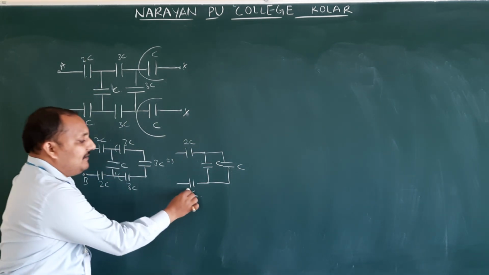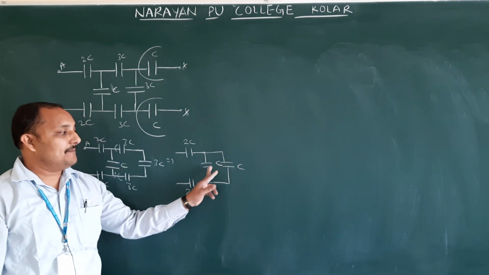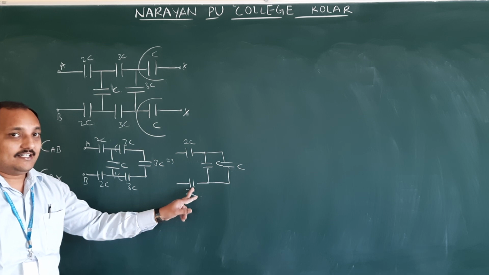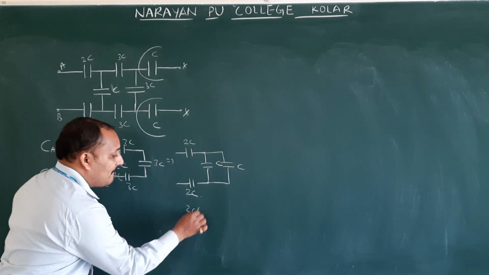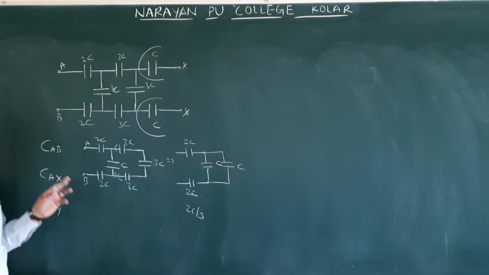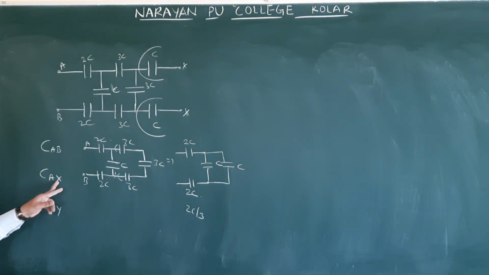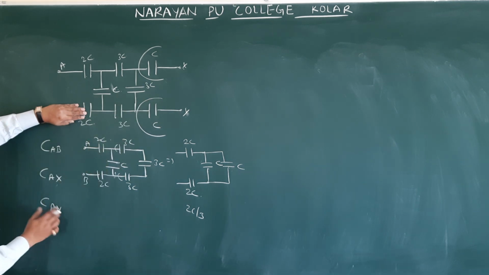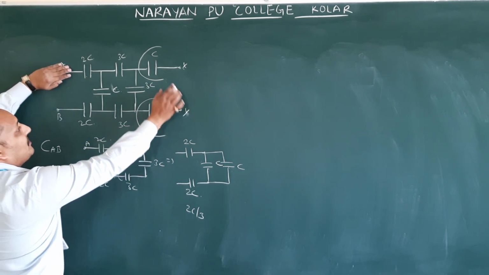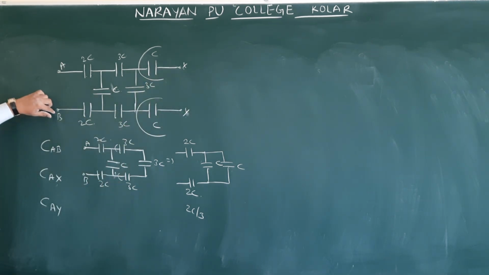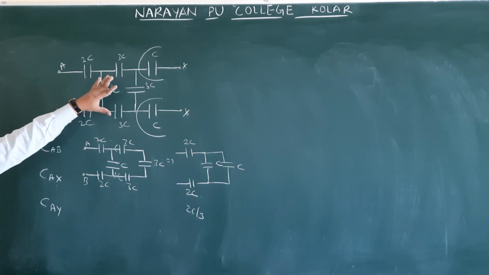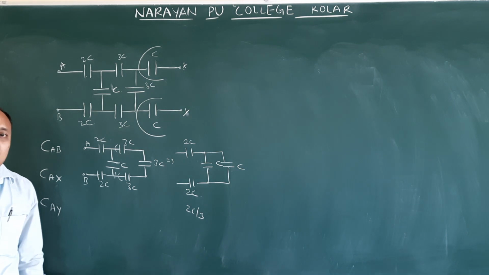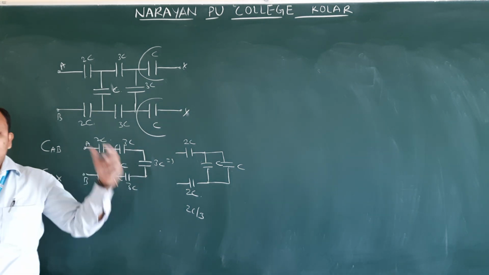These two are connected in parallel. Parallel means C plus C, 2C. Again 2C, 2C, 2C. How are these three connected? In series. Therefore, 2C by 3. So this is AB. Next is AX. AX means you have to remove B and Y. Next, AY. AY means you have to remove X and B. So try to do it as homework. This problem is very, very interesting also. So try to find how much resultant capacity you are going to get. Okay.